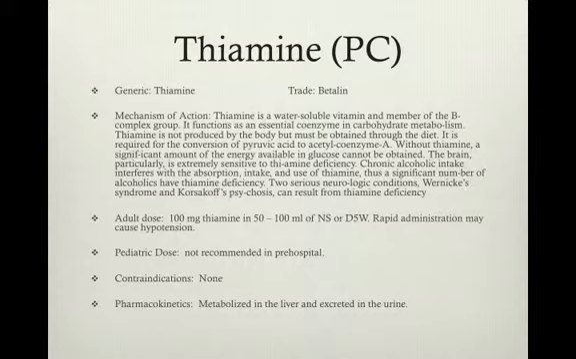Two serious neurological conditions, Wernicke's syndrome and Korsakoff psychosis, can result from thiamine deficiencies. For altered mental status from alcoholic sources, or a patient with chronic alcoholism in their background, thiamine should be used. Adult dose on this: 100 milligrams of thiamine in 50 to 100 mils of normal saline. We're going to dilute it a little bit, or D5W.